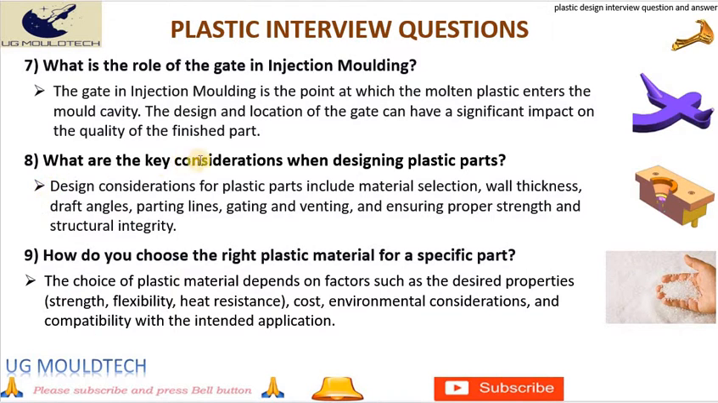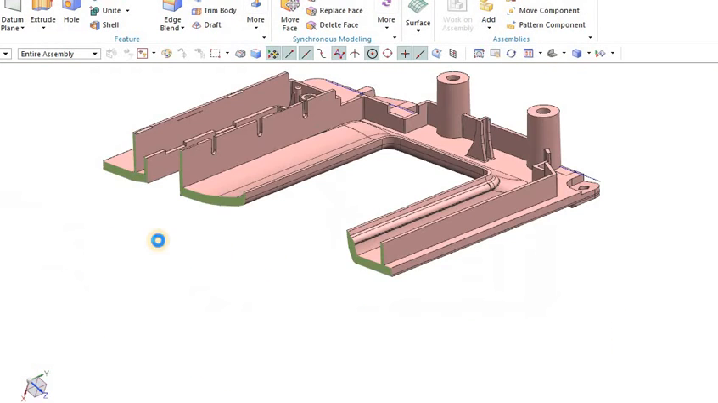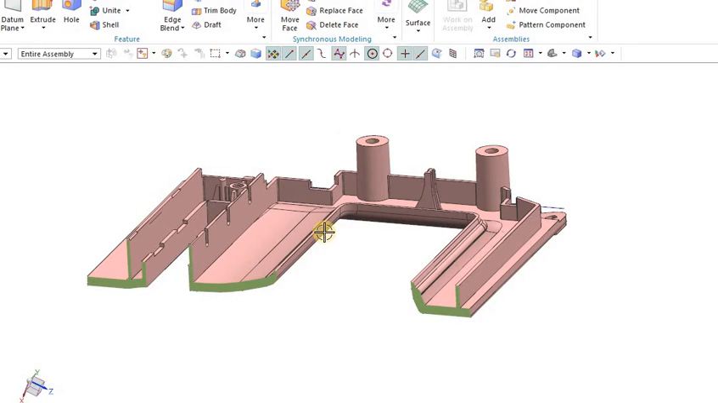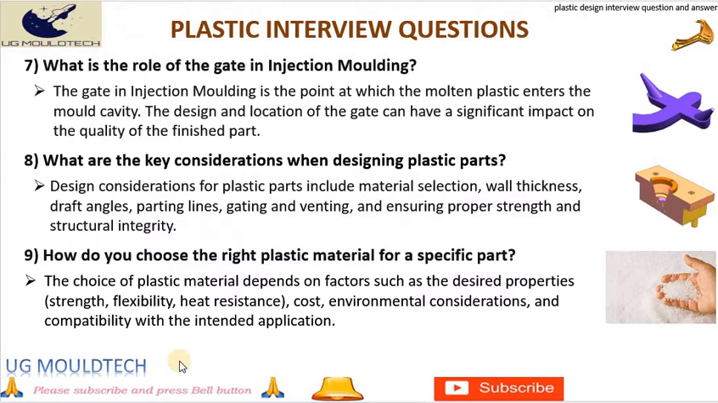Friends, next point in interview questions for injection molding is 8. What are the key considerations when designing plastic parts? Design considerations for plastic parts include material selection, wall thickness, draft angles, parting lines, gating and venting, and ensuring proper strength and structural integrity.